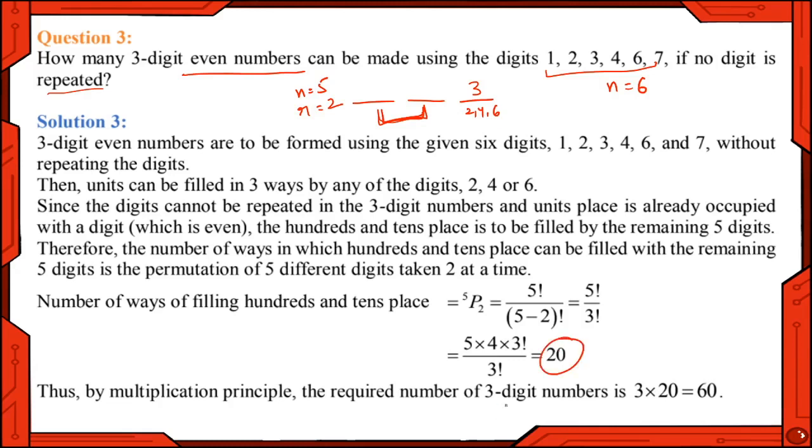Now, let's say, students, here we have taken 2 and then we discussed these permutations. So what if we have taken 4? What if we have taken 6? Definitely every time we will have 20 permutations. So 20 into 3 is equal to 60.